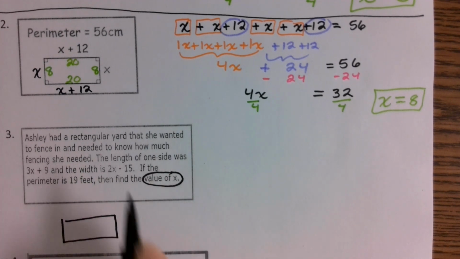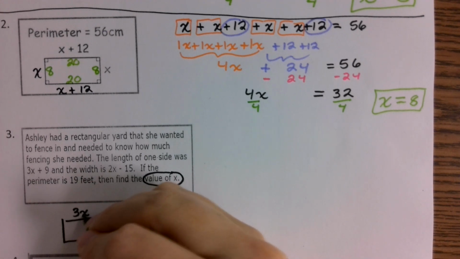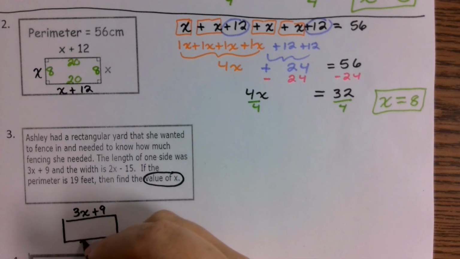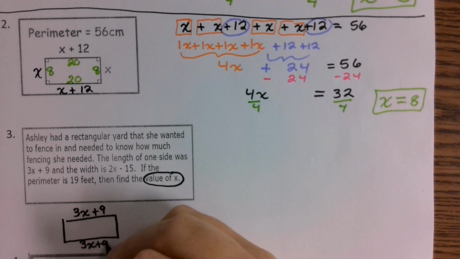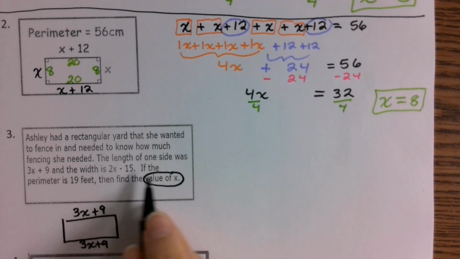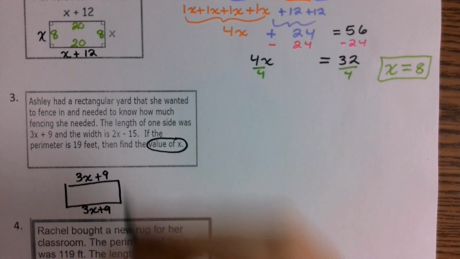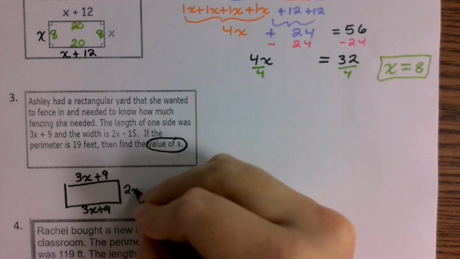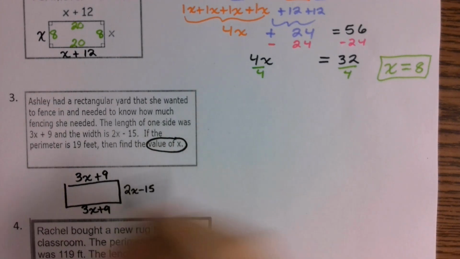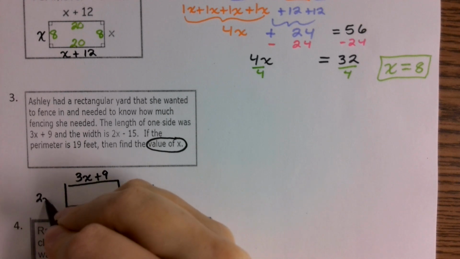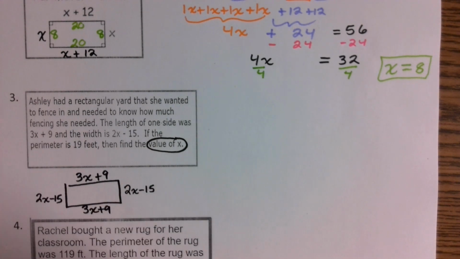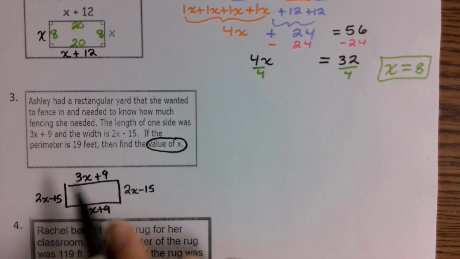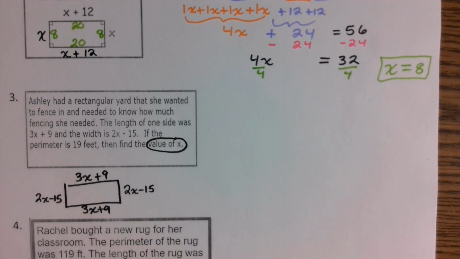It says my length is 3x plus 9. So that means this is 3x plus 9 on the top. It means the bottom is 3x plus 9 as well. My width is 2x minus 15. That's the right side is 2x minus 15. The left side is 2x minus 15. Then we can go ahead and write our formula. Again, perimeter means we're just adding all 4 sides together.